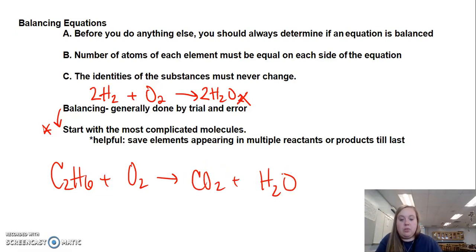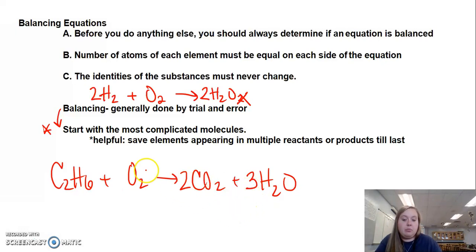Now, I would start with the most complicated one first, so I would start with your ethane, and I would leave the oxygen until last because it appears in multiple compounds. And so if I look at this and go, okay, there are 2 carbons on the left, so I'm going to put a 2 on the right. There are 6 hydrogens on the reactant side, so I'm going to put a 3 on the product side to show that I have 6 on the product side. Now look at the oxygens. There's 2 oxygens on the reactant side, and on the product side we have 4 plus 3 is 7.